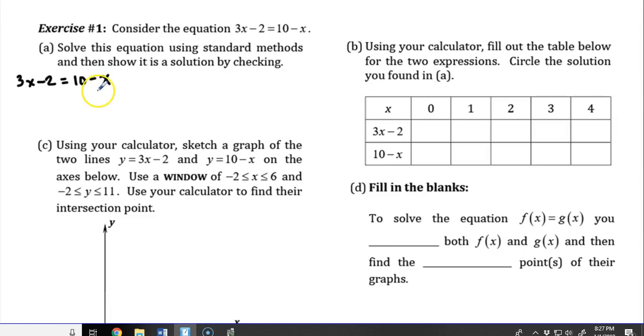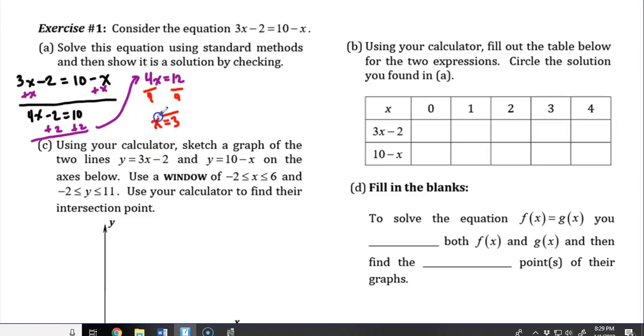Basically, I just want to get x by itself, right? So I'm going to add x to both sides. Okay, so at this point it says show it's a solution by checking. Let's just do our little check up here. So if x is 3, we got 3 times 3 minus 2 equals 10 minus 3, right? So in our head, 9 minus 2, 7, equals 10 minus 3, 7. Yep, checks out.